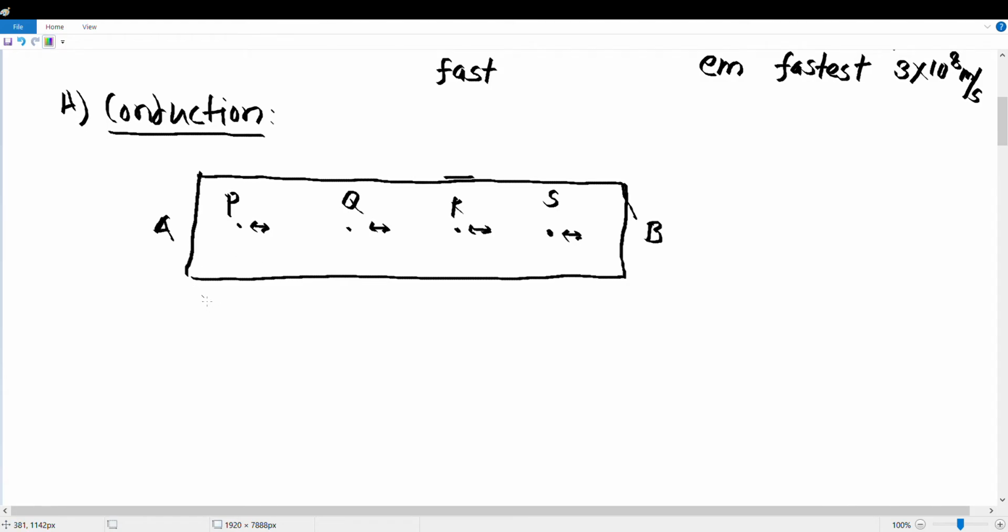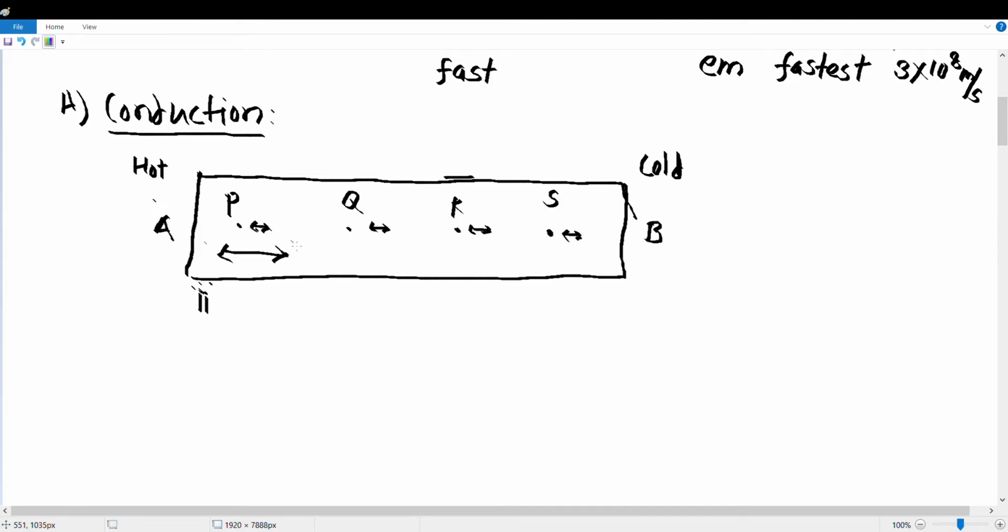Now suppose with the help of an external burner we provide heat to end A, and now this end becomes hot. Comparatively, this end is the cold end. When heat is supplied to this hot end, then the molecules present at this hot end receive heat. And when these molecules receive heat, what happens? Naturally, they start vibrating with larger amplitude. So the initial amplitude of vibration changes, and this molecule now starts vibrating with large amplitude.